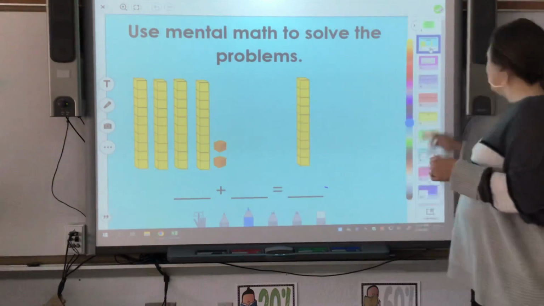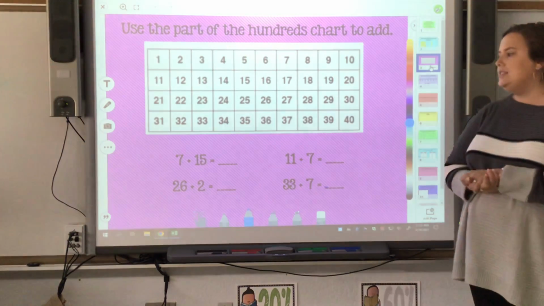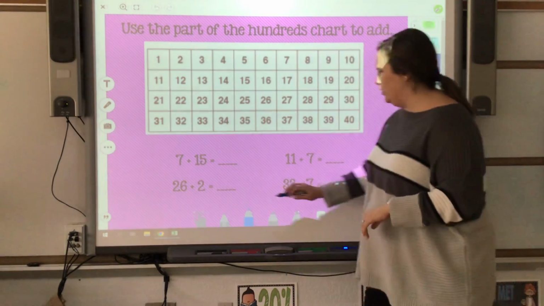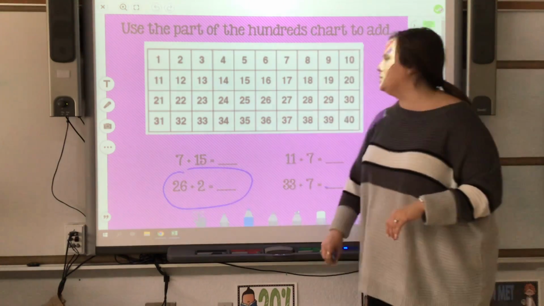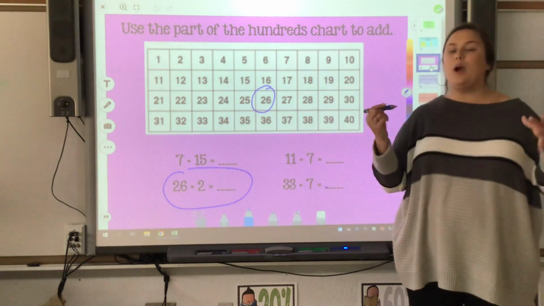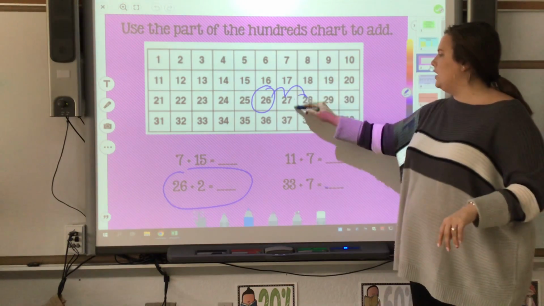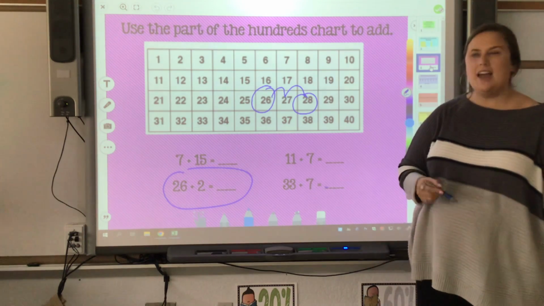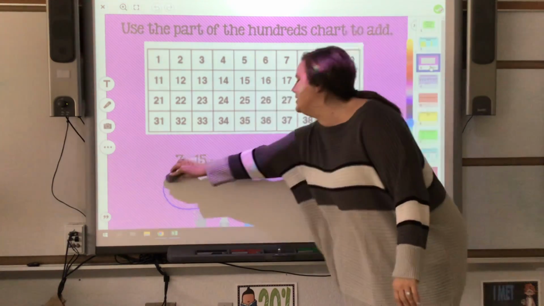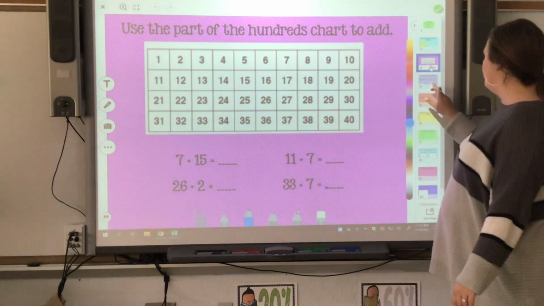All right, let's look right here. Use part of the hundreds chart to add. We're going to do one of these together. So friends, let's come down here and look at this problem. 26 plus 2. Let's find 26. And how many times do we need to hop over? Because we're adding, our number has to get bigger. 1, 2. And your answer is right there. 28. How wonderful is this hundreds chart? Wow, wow, wow. There are some example problems still left that you guys can do for extra practice if you want.